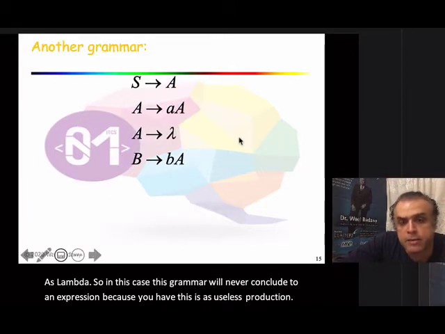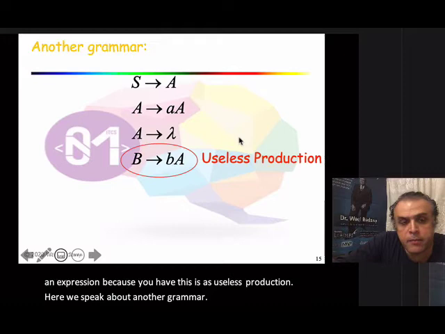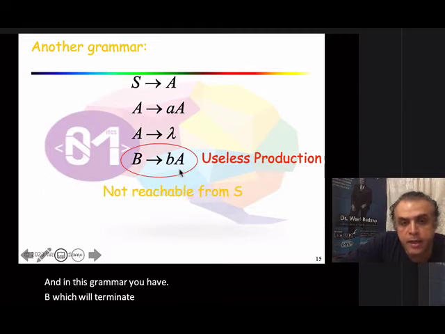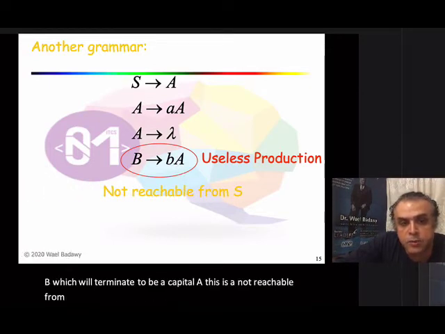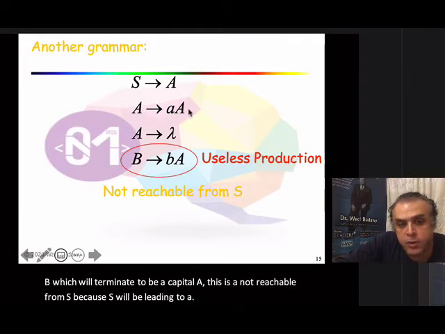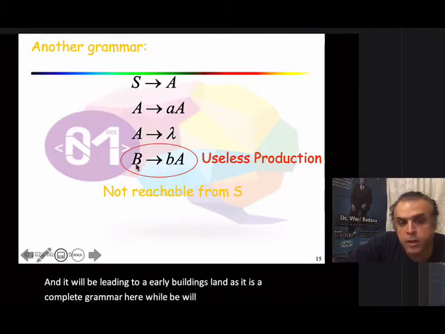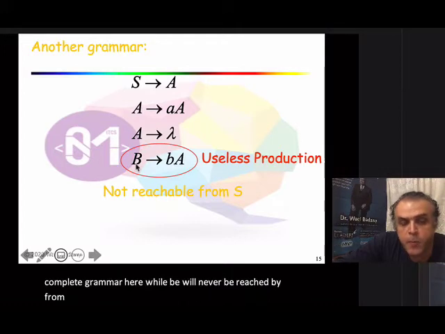Here we speak about another grammar, and in this grammar you have B, which will terminate to bA. This is not reachable from S, because S will be leading to A, and A will be leading to A. A can be leading to lambda, so this is a complete grammar here, while B will never be reached from the starting symbol S. So in this case, we also call it a useless production.